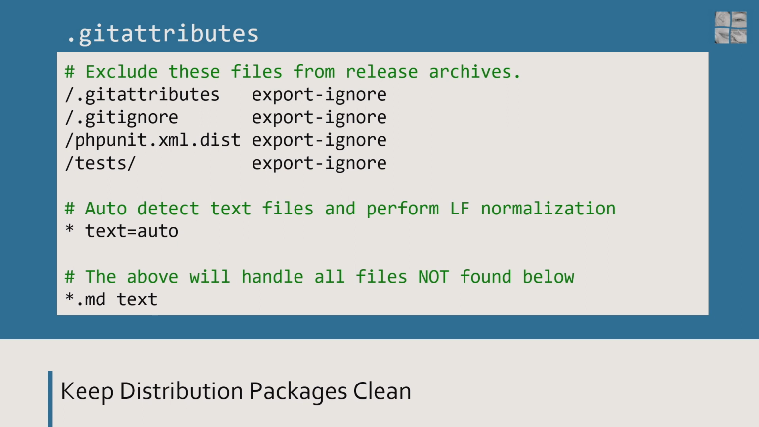You can also use it to say how the end-of-line normalization is done. There are a couple more things you can do with git attributes, but these are the most important ones.